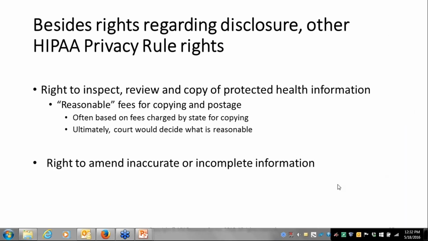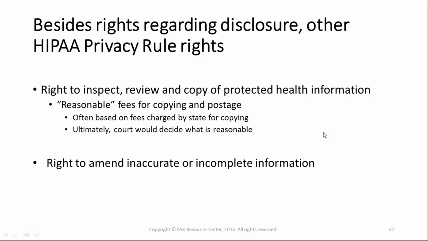Okay, there are also some other rights. I've been talking about disclosure of health information, protected health information, a lot, but there are other rights under HIPAA's Privacy Rule. One is the right to inspect, review, and copy protected health information. So the individual and the personal representative have the right to see this information. And the covered entity can charge reasonable fees for copying and postage.